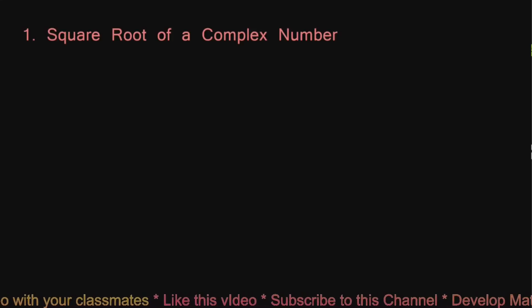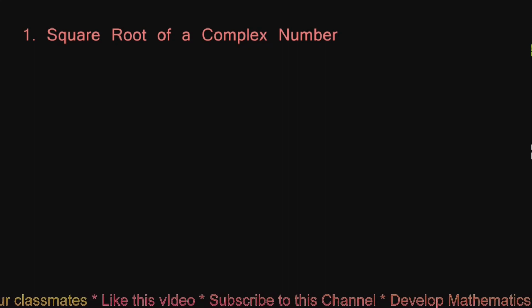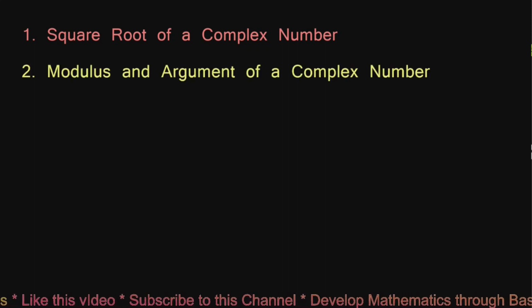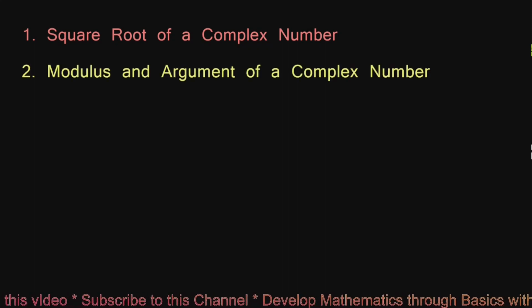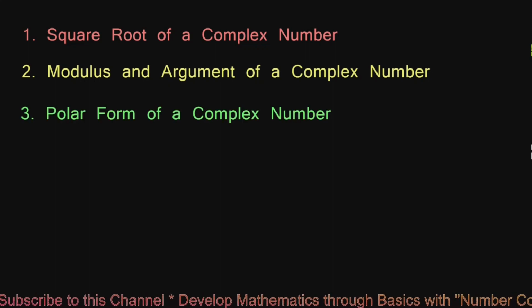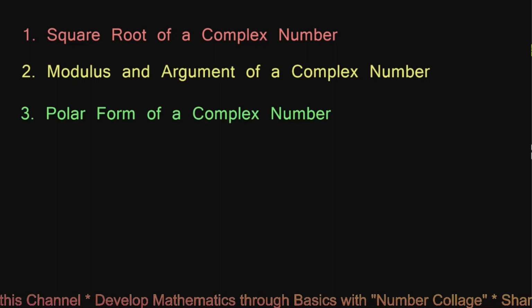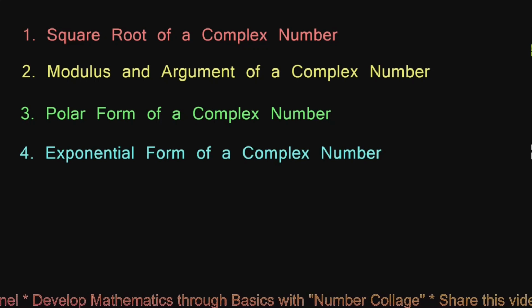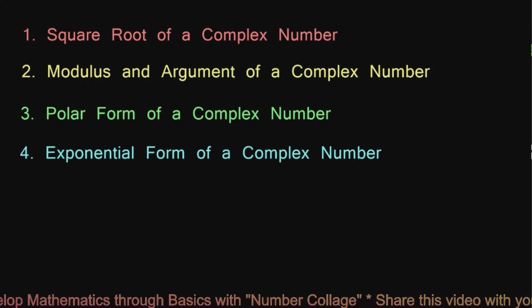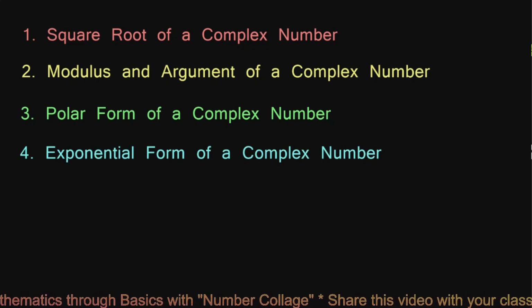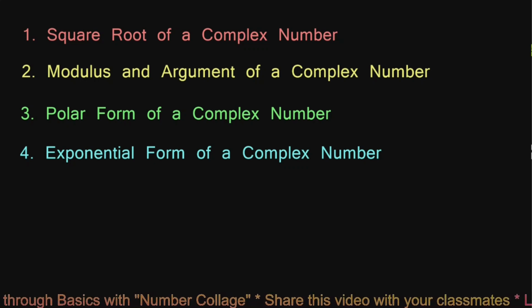In this lecture, we will discuss number 1, square root of a complex number, number 2, modulus and argument of a complex number, number 3, polar form of a complex number, number 4, exponential form of a complex number, and some representative problems based on these concepts.